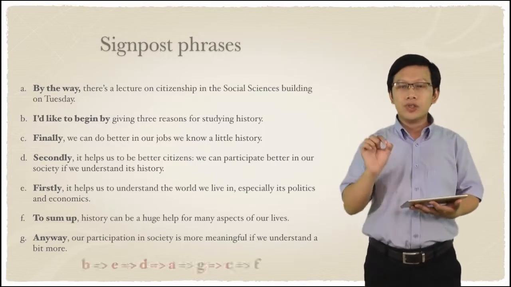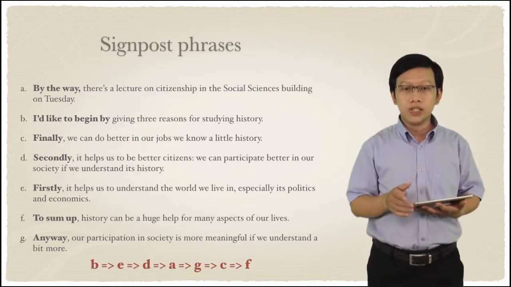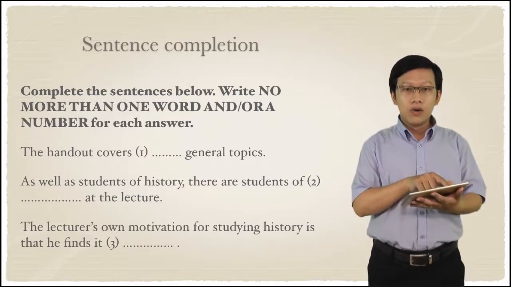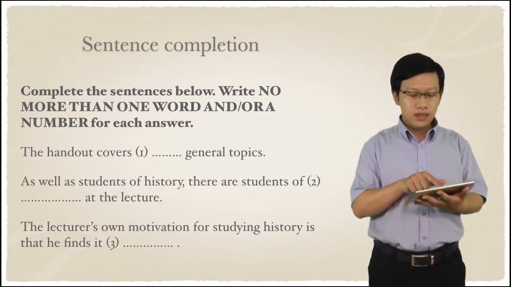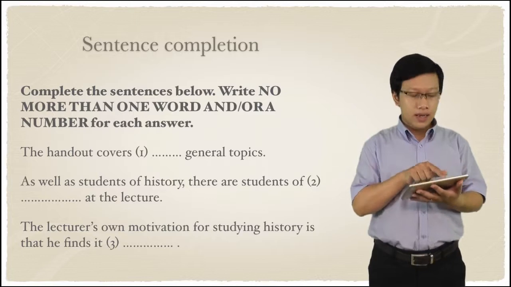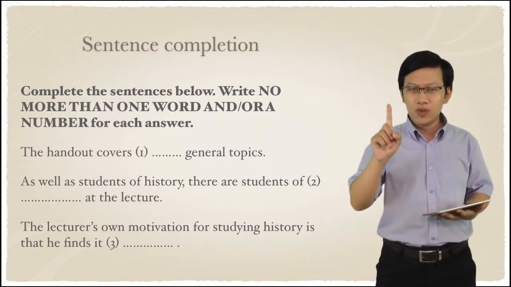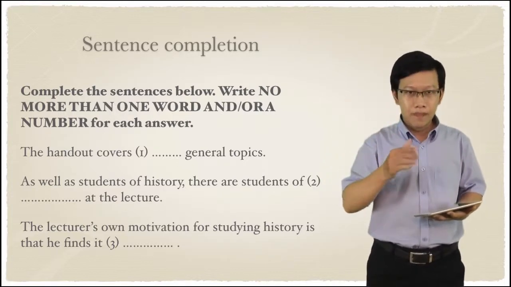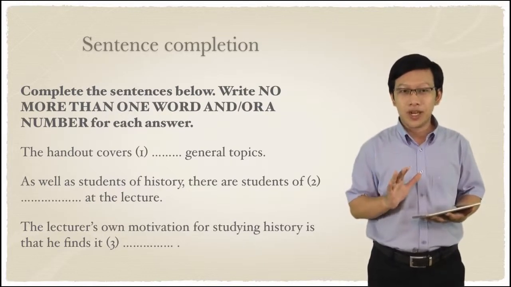Now, we are going to do the first listening exercise. This is the form of sentence completion. Read the task. Complete the sentences below with no more than one word and or a number. Remember, no more than one word. You can fill in with one unit only. It's either a word or a number. That's the point. But before we listen, always take a look at the questions, right?